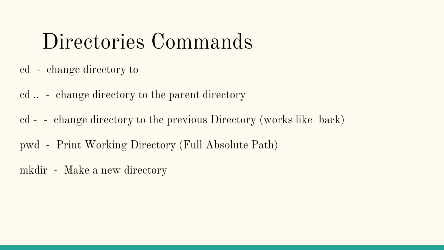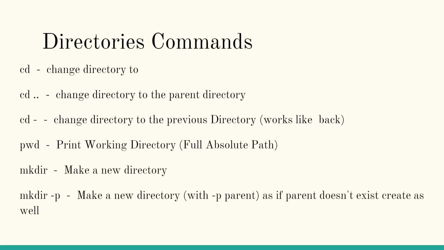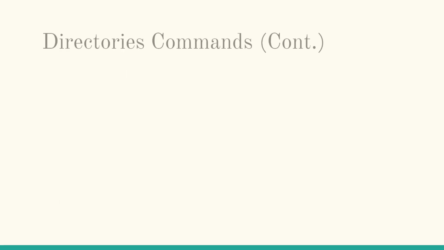We have mkdir, the make directory command, to make a new directory. And we have mkdir -p. As you can see, we have this argument or parameter dash p, which means parent. If the parent does not exist, create it as well. For example, I want to create two folders inside each other. I will run mkdir -p folder1/folder2. It will create folder1, and inside it folder2 will be created. Don't worry, we will have that as hands-on in the next lecture.